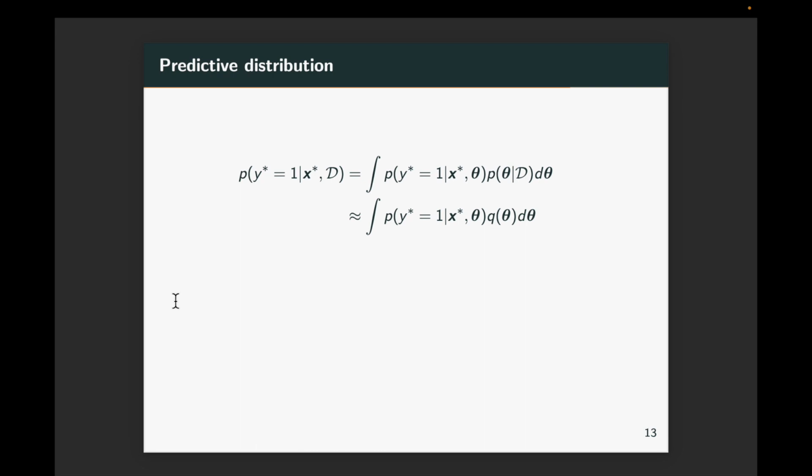But Q of theta is normal. P of y star equal to 1 given x star and theta is Bernoulli. We're stuck with the same problem now. What do we now do? One of the reasons why we did Laplace approximation was that we said that computing the integral we can't do. If we could compute the integral, we would have just solved that. But we're stuck with the same problem.